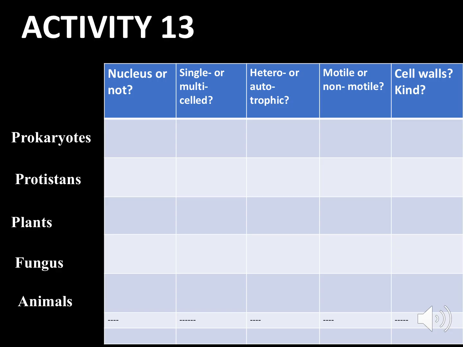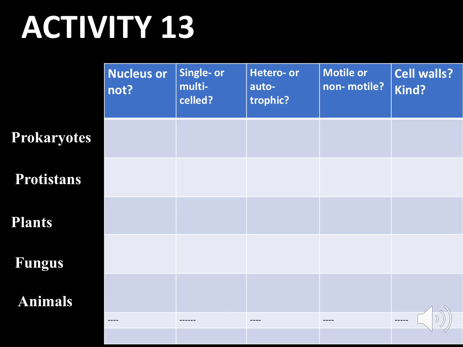And we've got across the top there: does the organism have a nucleus or not? Is it single or multi-celled? Is it heterotrophic or autotrophic? Motile or non-motile? Does it have cell walls, and if so, what kind? And then you've got that column on the side that tells us what type of organisms we're looking at.